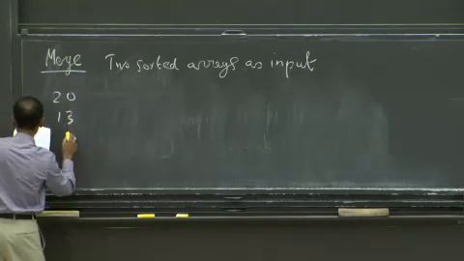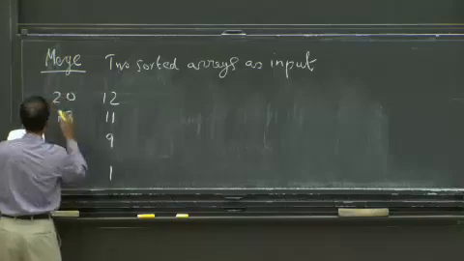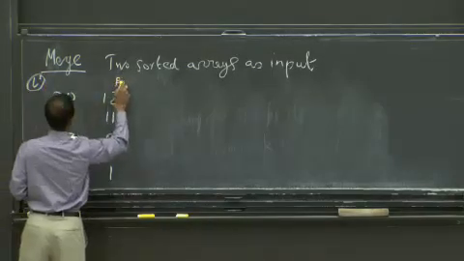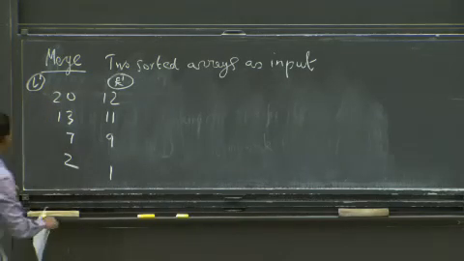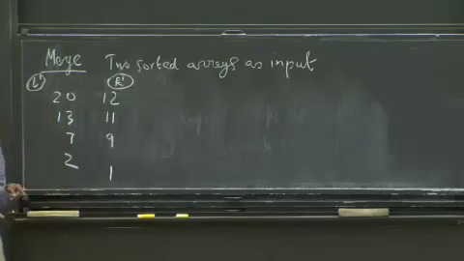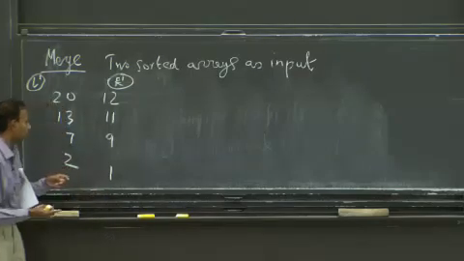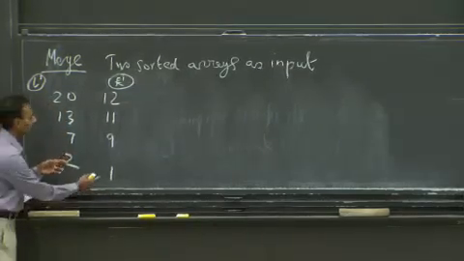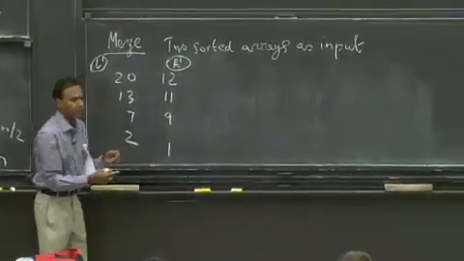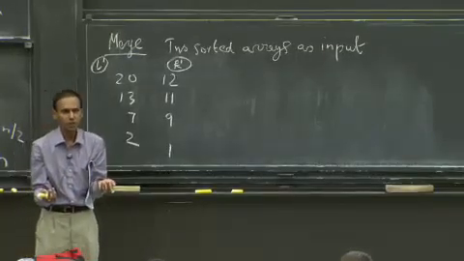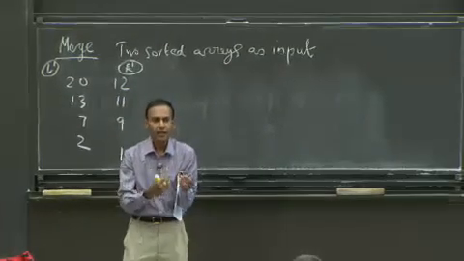So let's say you have 20, 13, 7, and 2. You have 12, 11, 9, and 1. And this could be L prime, and this could be R prime. What you have is what we call a two-finger algorithm. And so you've got 2 fingers, and each of them points to something. In this case, my left finger is pointing to L prime, or some element in L prime. My right finger is pointing to some element in R prime. And I'm going to compare the 2 elements that my fingers are pointing to. And I'm going to choose, in this case, the smaller of those elements.